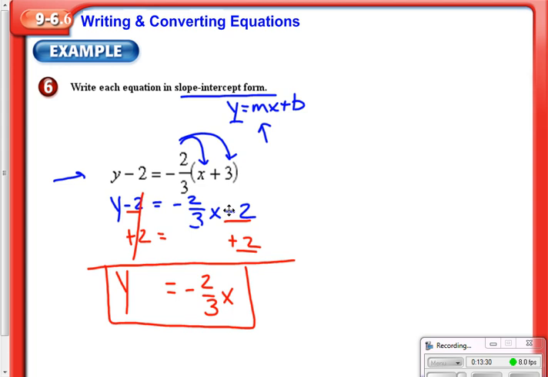This will conclude 966, writing and converting equations between forms.